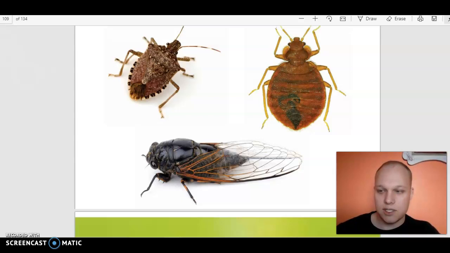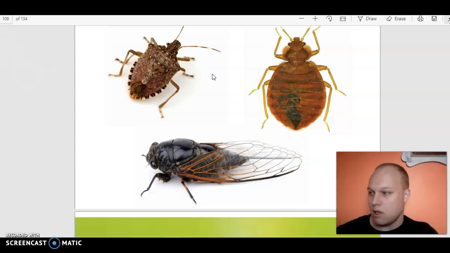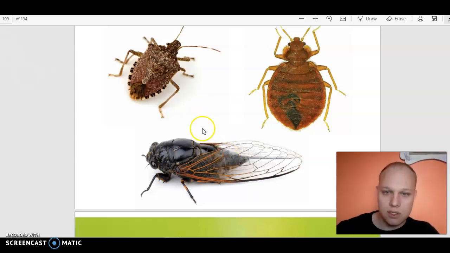Let's look at a few bugs. This is a stink bug. The top left, right there, is a stink bug. This is a bed bug. The one in the middle is a bed bug. Yuck.